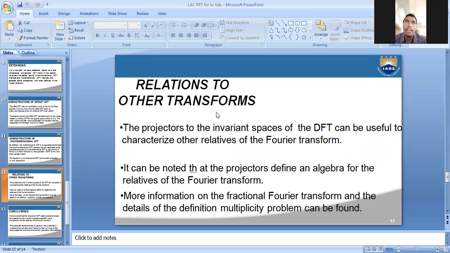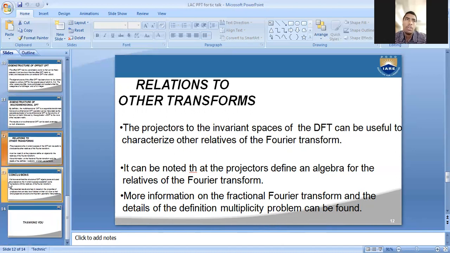Relations to other transforms. Means we have so many relations, and we are discussing some. The projectors to the invariant spaces of the DFT can be used to characterize other relatives of the Fourier transform. It can be noted that the projectors define an algebra for the relatives of the Fourier transform. More information on the fractional Fourier transform and the details of the multiplicity problem can be found. Next, we will move on.